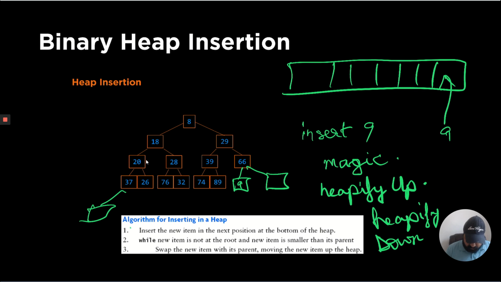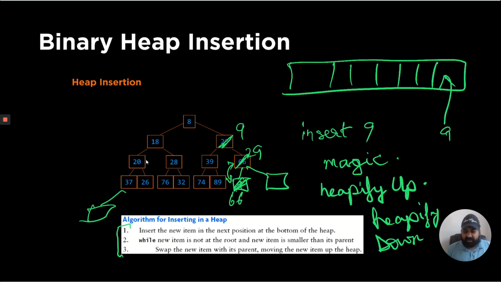So here's the pseudocode: you insert the new element at the next position at the bottom of the heap. Next, you keep swapping the two elements till you fix the heap property, which is, 9 will be swapped with 66 in this case. So 66 will go down, 9 will go up. Now 9 is still smaller than 29, so 29 will come down and 9 will go up. Now 9 will be compared to 8. 9 is greater than 8, so we have fixed this tree, or we have fixed the insertion.